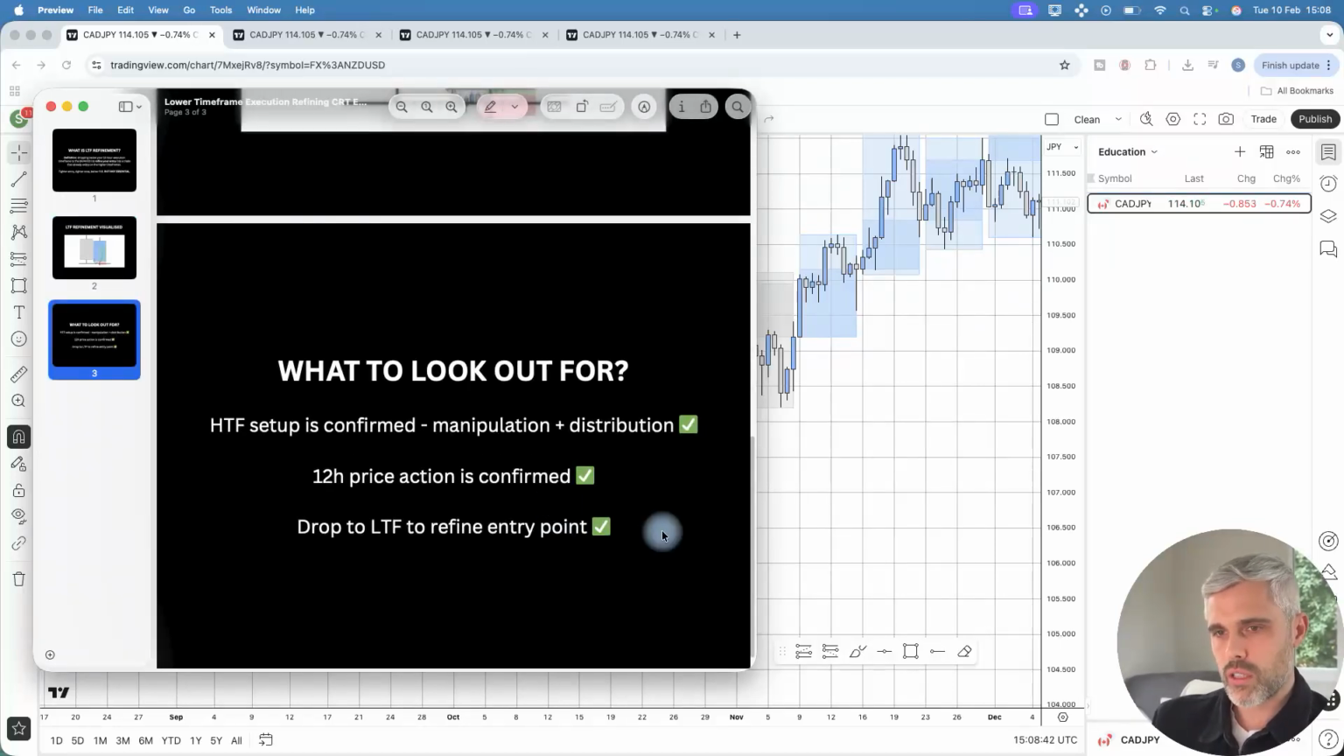So what to look out for? First and foremost, if we're swing trading, we need a higher time frame setup to be confirmed. This is not changing strategy. This is waiting for the same higher time frames, weekly, 2-weekly, monthly, to manipulate and then look to distribute. In my opinion, we need to wait for 12-hour price action to be confirmed because we still want to take those high probability trades in line with our execution time frame. Once we have that, we have free reign to drop into the lower time frame to refine entries. And that's what we're going to look at right now.